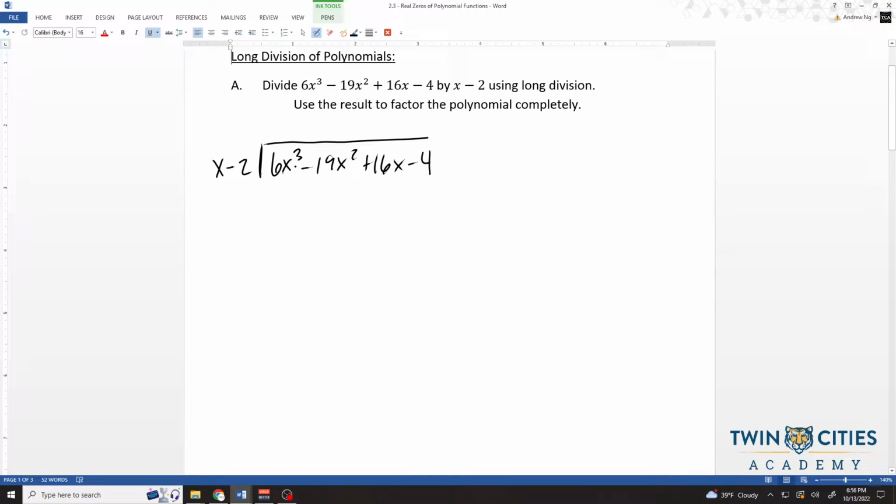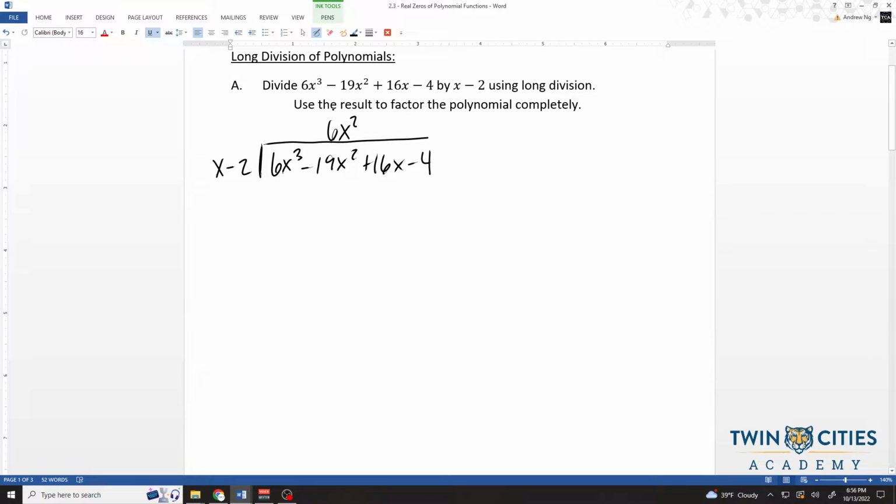Step 1. Divide the first term on the inside by the first term on the outside. So 6x to the third, I'm going to divide this by x. This is going to give me 6x squared. And I'm not going to put that right up here at the front. I'm going to keep nice and straight columns. This is my x to the third column. This is my x squared column. This is my x column. And this column will be for my constants. So 6x to the third divided by x gives me 6x squared, which I will put up there.